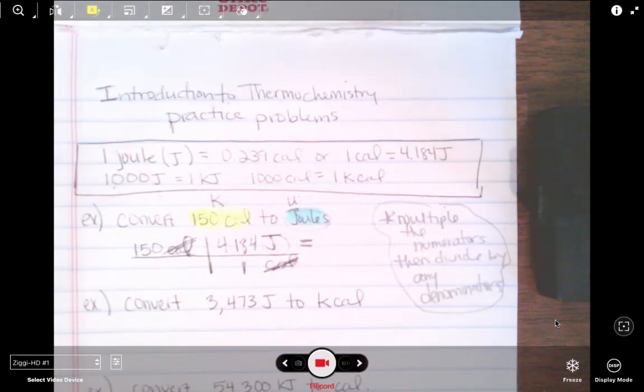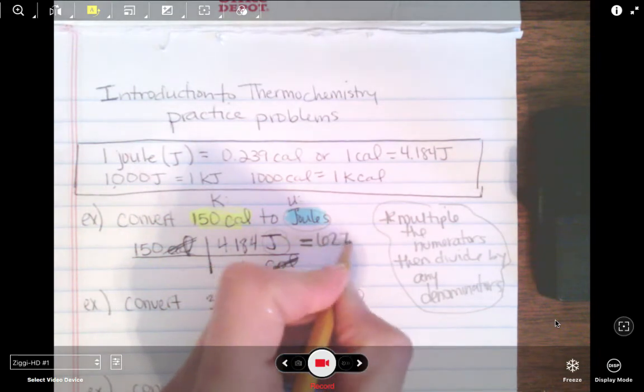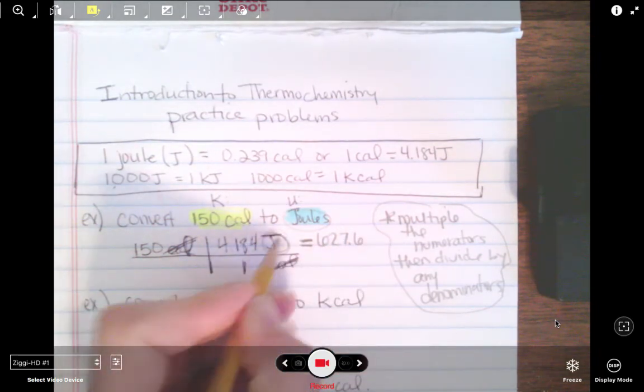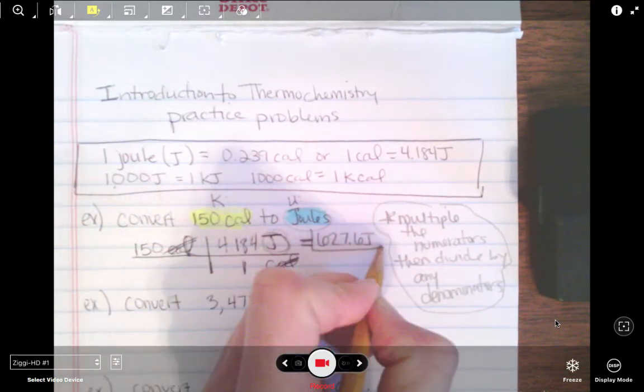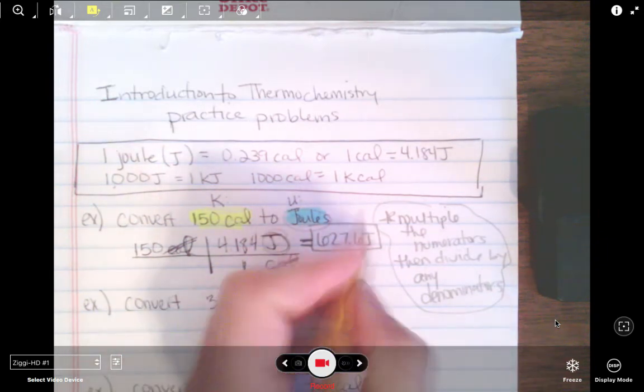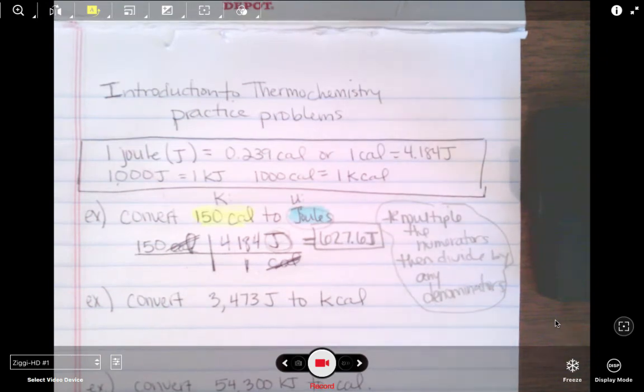To multiply the numerators, you take 150 times 4.184, and that gets you 627.6. Let's just all agree to round to one place past the decimal on this. So 627.6, and the units of my unknown carry over into my answer. The number without the unit doesn't matter. The unit has to be in the answer. So that's how you convert.